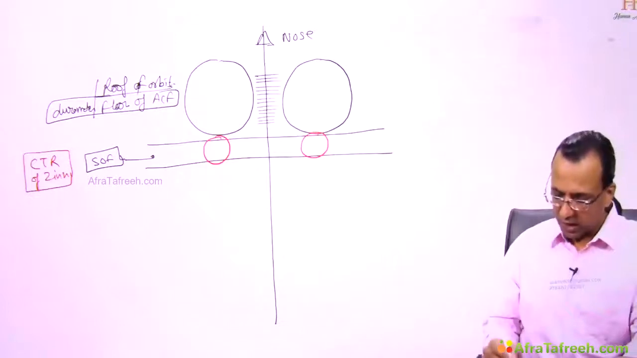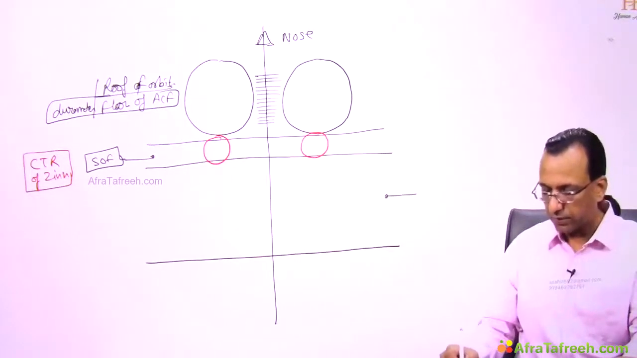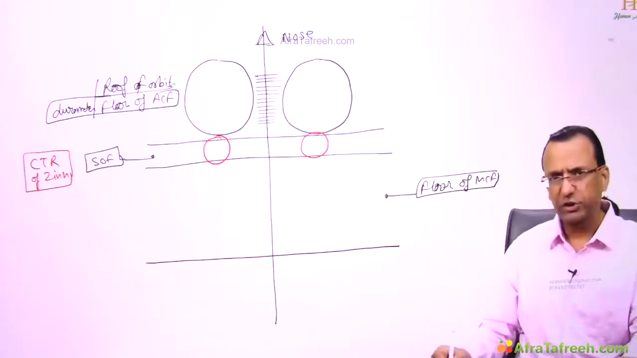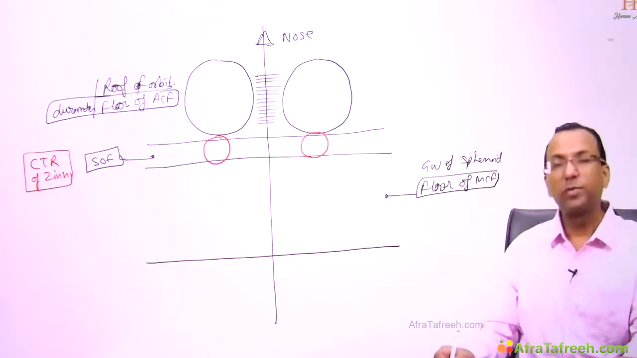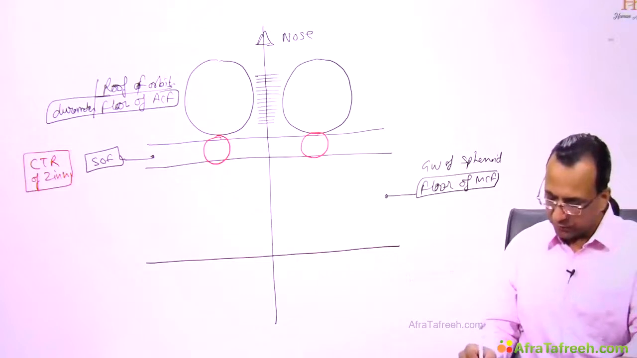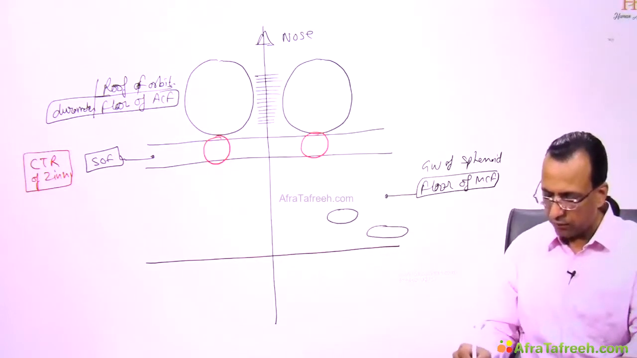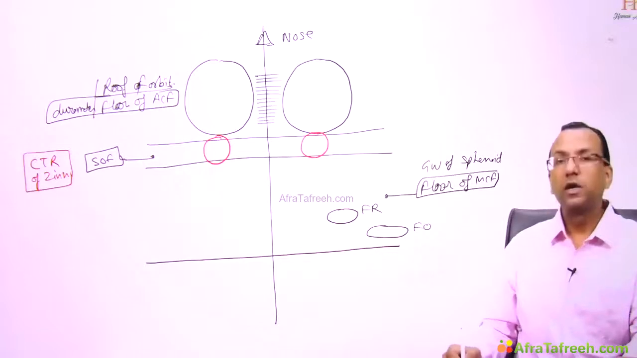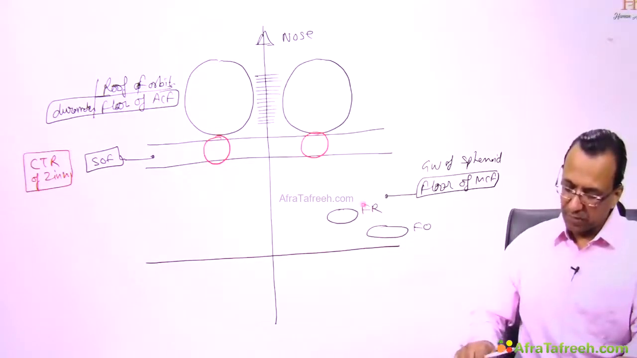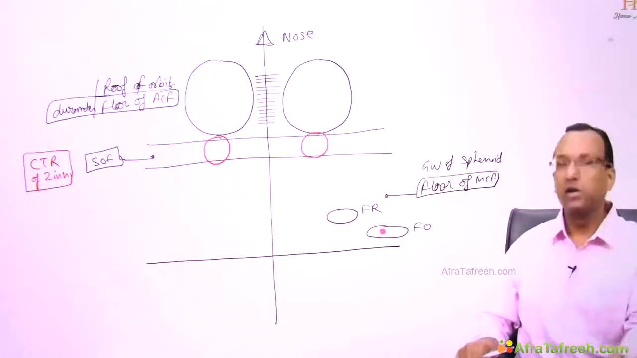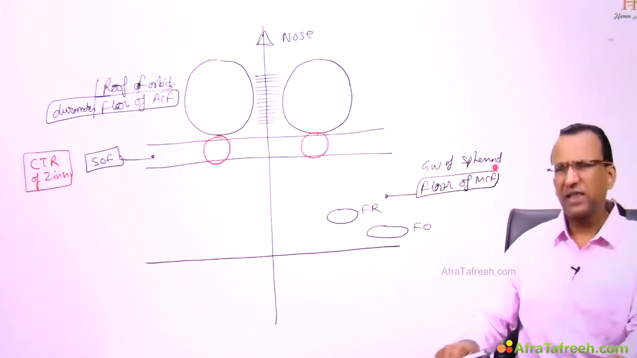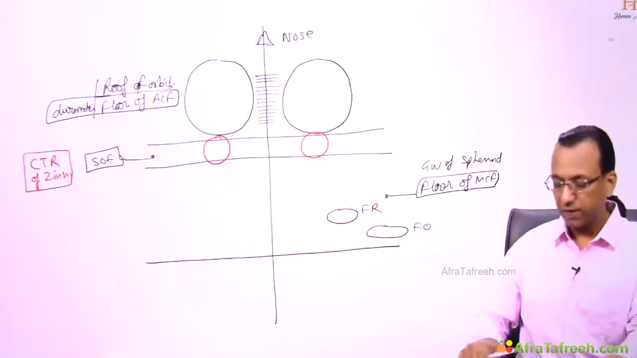Let us look at the floor of the middle cranial fossa now. You will see there is the greater wing of sphenoid, and this greater wing of sphenoid has some openings, namely the foramen rotundum, the round foramen, and the foramen ovale, the oval foramen, at the floor of the middle cranial fossa. I think there are some nerves passing through that, and we have to discuss those nerves now.